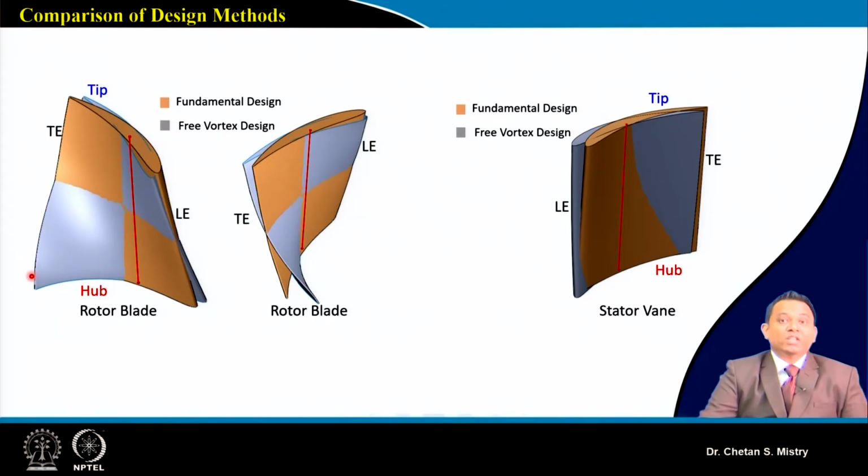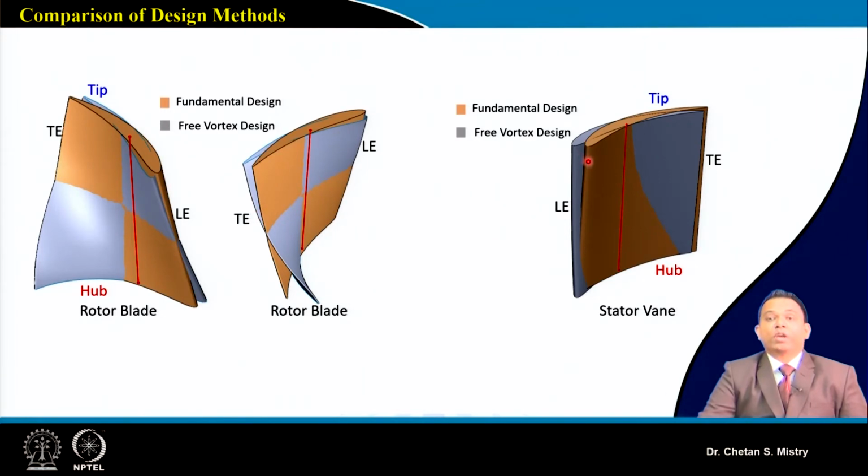So for free vortex, as we have discussed, my delta beta comes out larger near the hub region. At the same time, near the tip also that angle is slightly on the higher side. So that gives a highly twisted blade. You can see this high twist from the pressure side. Same way we can look at the twist from the suction side. So this represents my fundamental approach, and the other one represents my free vortex concept. So it is a designer's choice which kind of design method he or she will opt for.